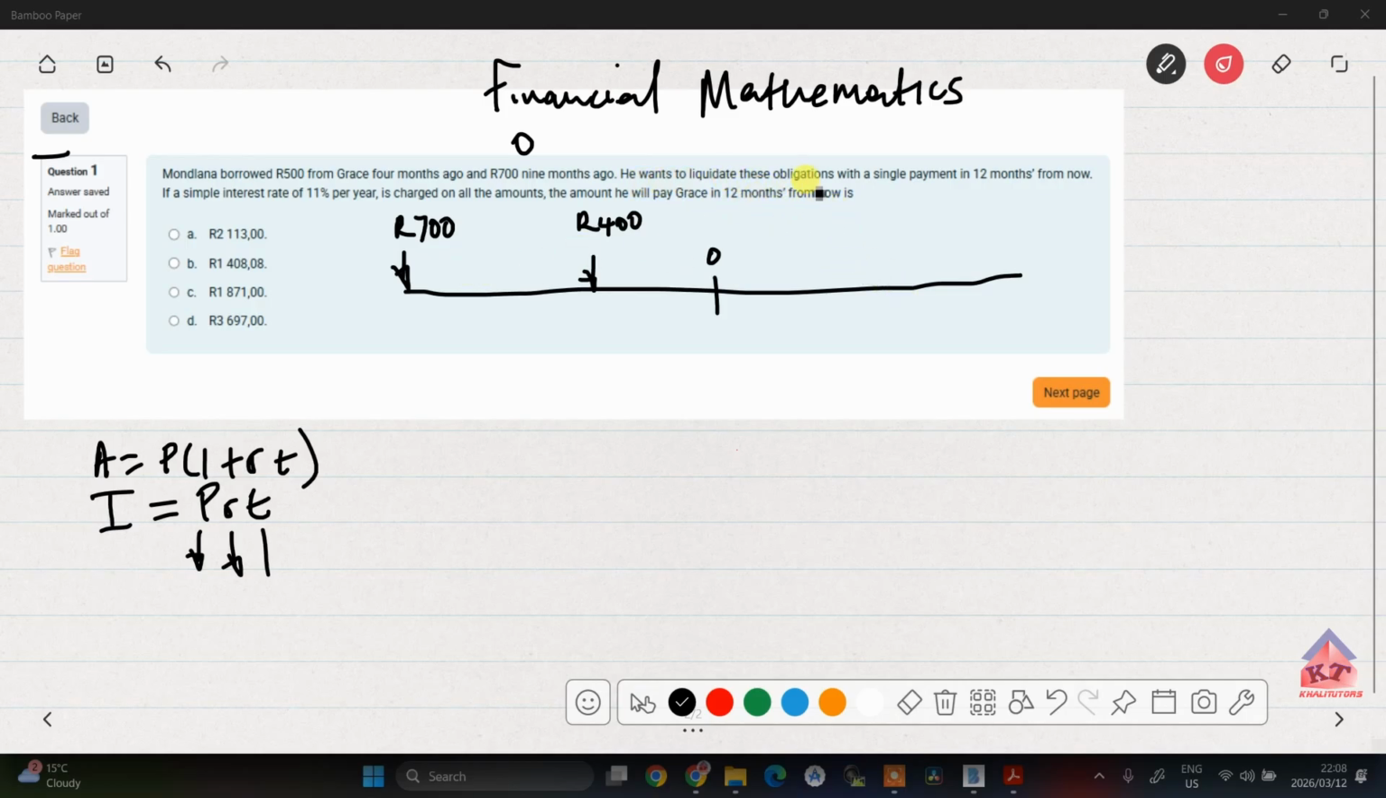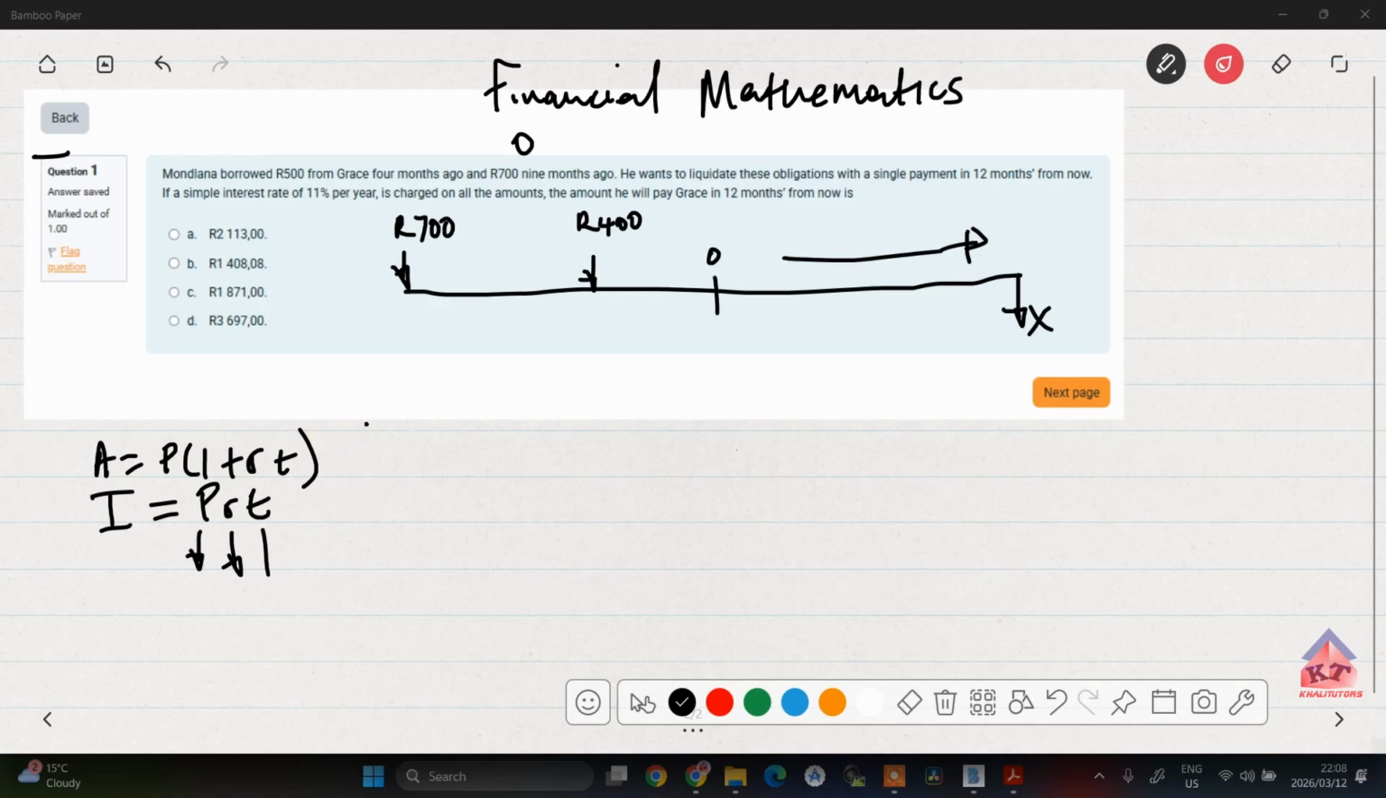He wants to liquidate these obligations with a single payment in 12 months from now. So 12 months from now, he wants to pay everything. If a simple interest rate of 11% per year is charged on all amounts, the amount he will pay Grace in 12 months from now is, so what we are going to do here is to use this equation here twice.